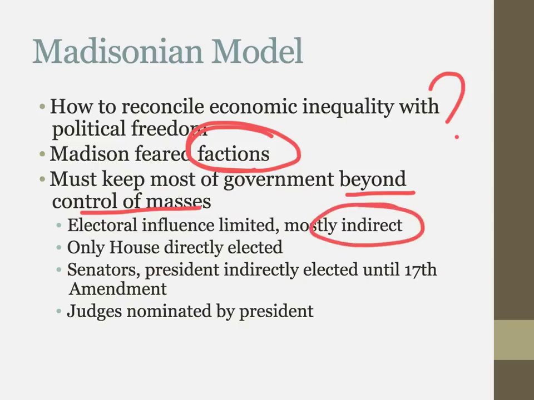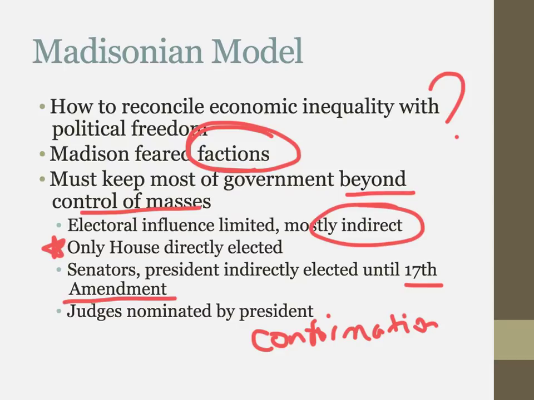Mostly elections are set up under the Constitution as being indirect. The president is not elected directly by the people. The Senate was not elected directly by the people originally. The courts are not elected by the people. It's really only the House that's originally directly elected. And here we have the senators and the president. The 17th Amendment is when senators become directly elected by the people, and the judges are nominated by the president. And then there's a confirmation process that goes through the Senate.